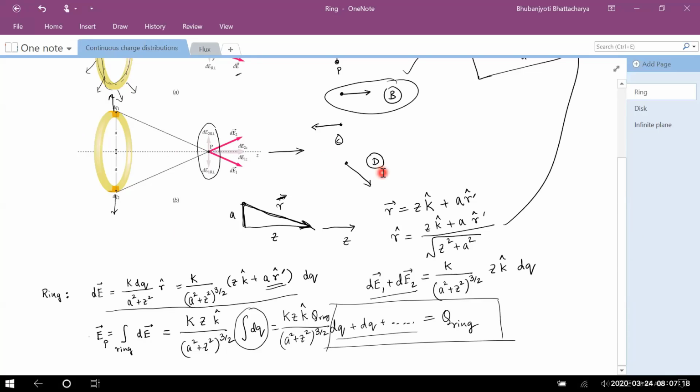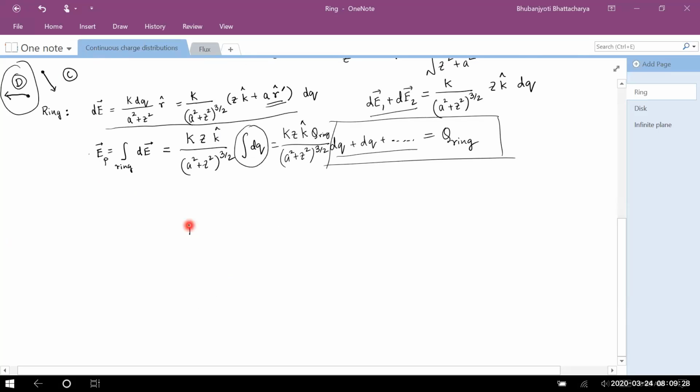So what if I wanted to find the electric field at this point? Let me do a poll very quickly. Let's do an ABCD question. Which of these four is correct? The majority choice was D, and D is indeed the correct answer. Let's highlight that. So what we found is this expression for E_P. E_P is equal to capital K, the Coulomb constant, times z times q ring, the charge of the ring, divided by a squared plus z squared raised to the 3/2 multiplied by k hat.